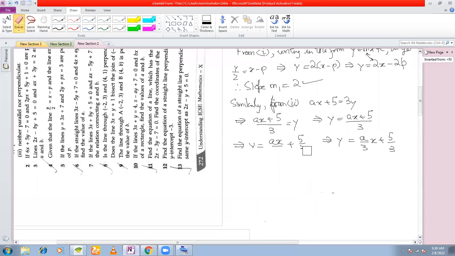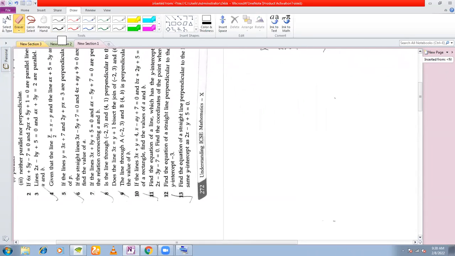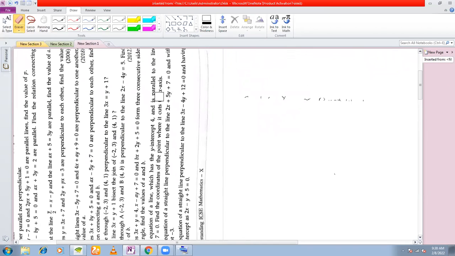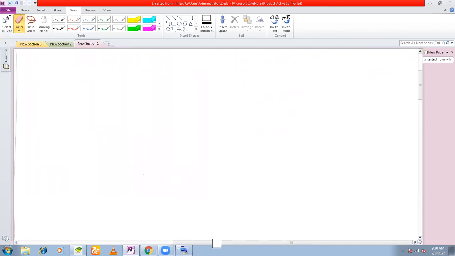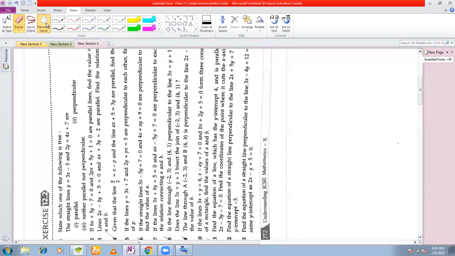Let's move to the next question. The next question is number 6. The question given here is, if the straight lines 3x minus 5y plus 7 is equal to 0 and 4x plus ay plus 9 is equal to 0 are perpendicular. Okay, let's read the second part a little later. Let's note down the equations of the lines.